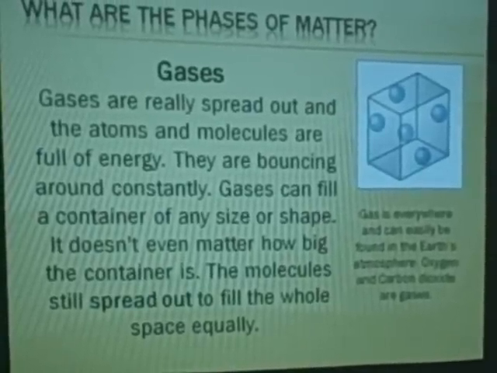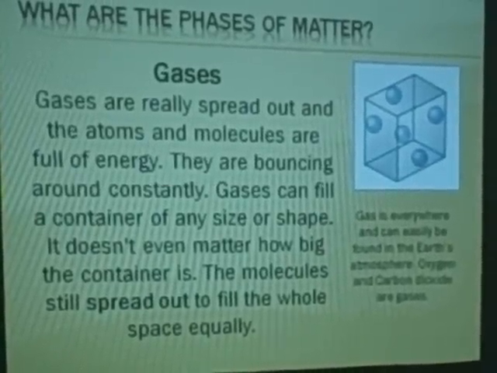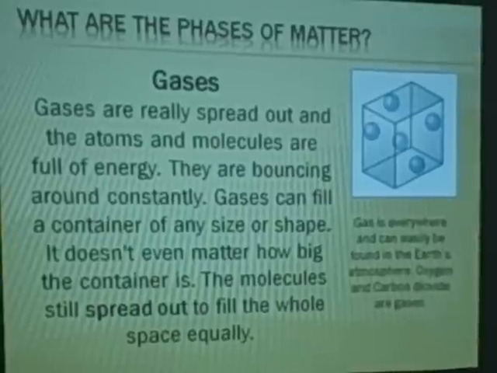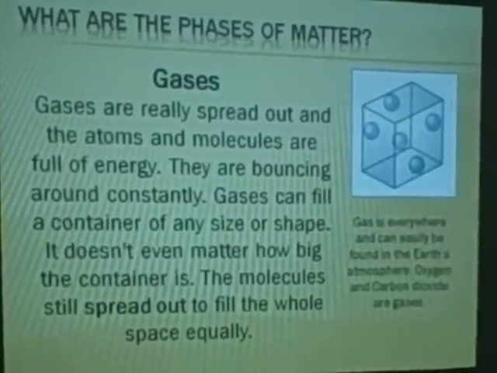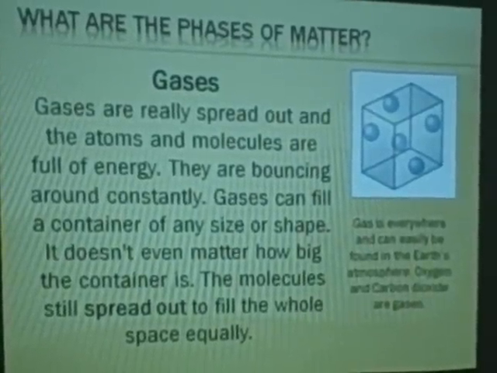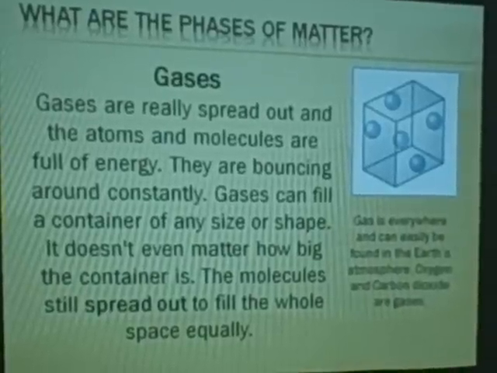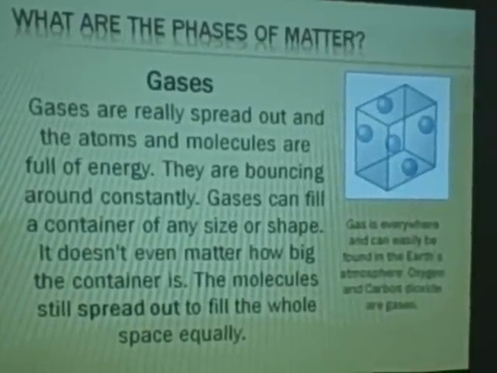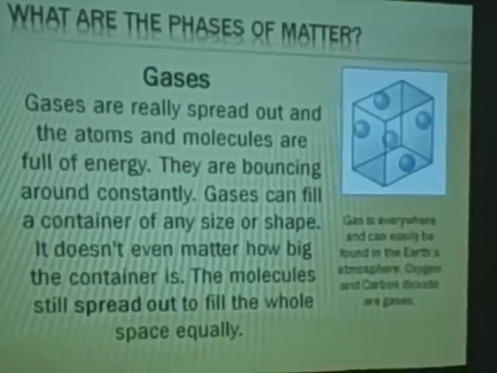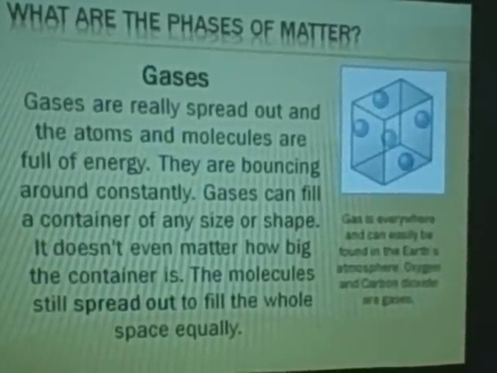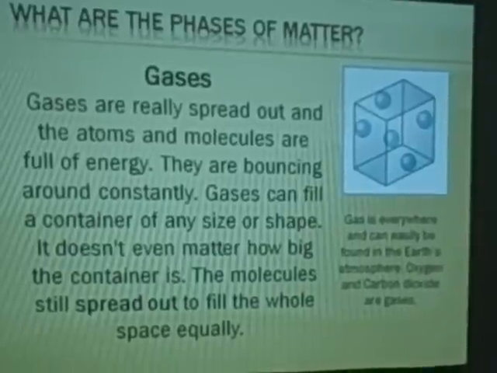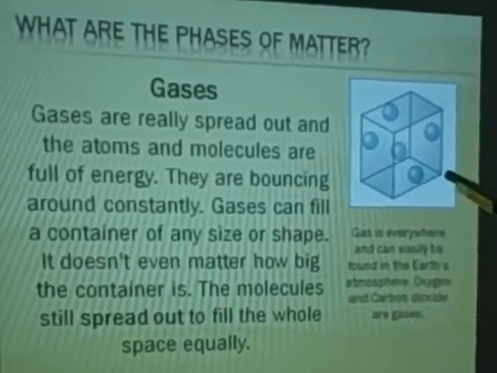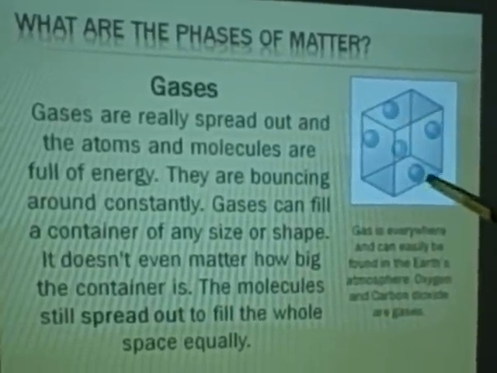Gases, the molecules are really spread out and the atoms are full of energy. They're bouncing around constantly, kind of like 6th graders. Gases can fill a container of any size or shape. Gases are found everywhere and usually easily identified in the atmosphere. Oxygen and carbon dioxide are gases. Remember, oxygen is what you breathe in to live, and carbon dioxide is the gas you release. Look at how the molecules are so spread out in a gas.